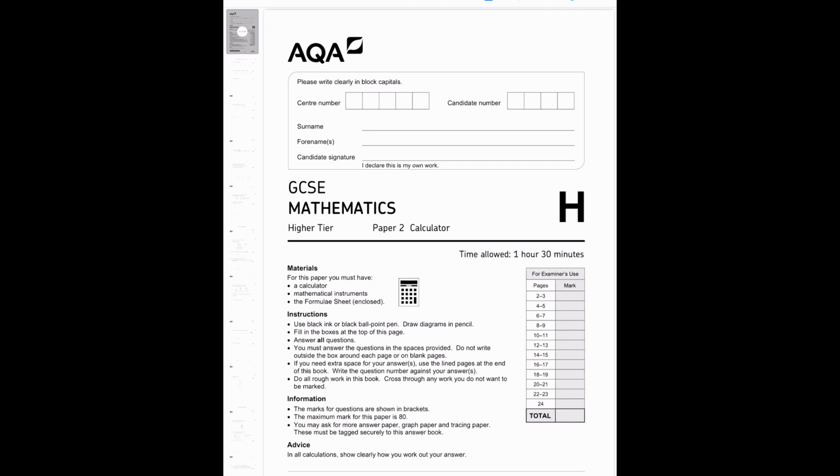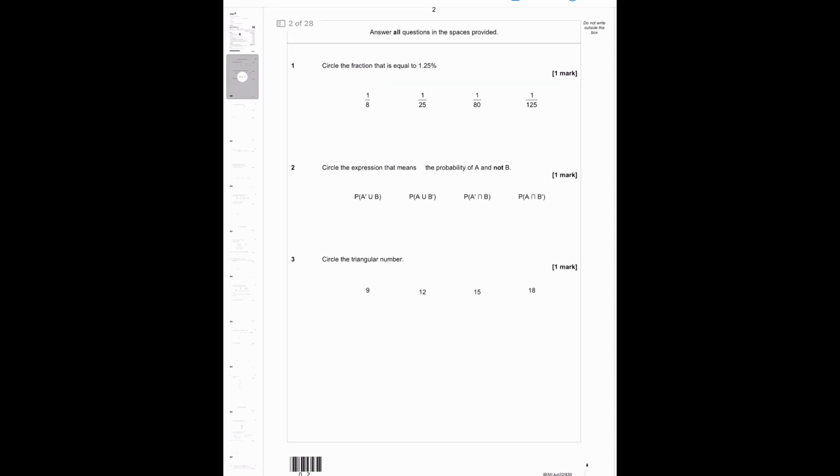Today we're going to start paper 2 of the higher GCSE Mathematics AQA 2022 paper. Let's get straight into it.